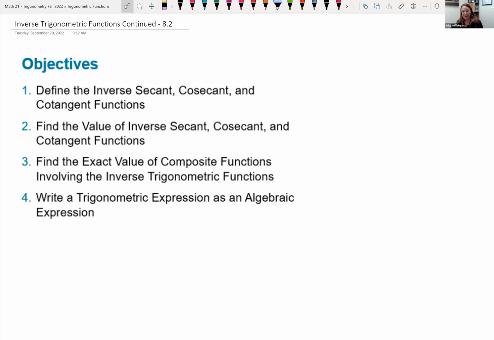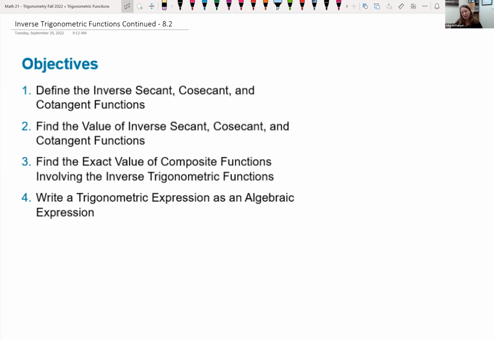So we've just looked at inverse trigonometric functions for cosine, sine, and tangent. Now we're going to look at the inverse trigonometric functions for secant, cosecant, and cotangent. We'll be finding values of our inverse secant, cosecant, cotangent functions. We'll find exact values of composite functions involving inverse trigonometric functions, and we'll write trigonometric expressions as an algebraic expression.